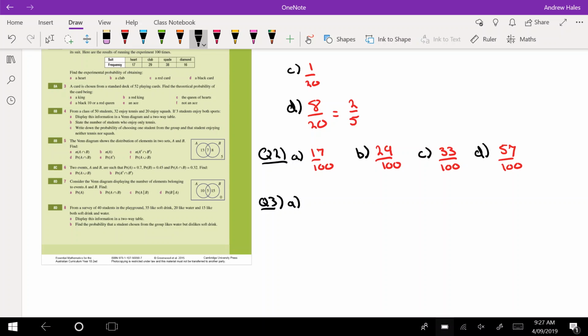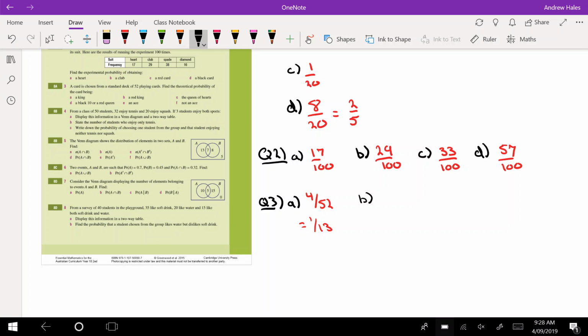So the probability of finding a king, well, for each suit you have one king. 4 suits, that means you have 4 out of 52, because there are 52 cards in a deck, as said in the question. But we know we can always simplify that, so we simplify it to 1 out of 13.